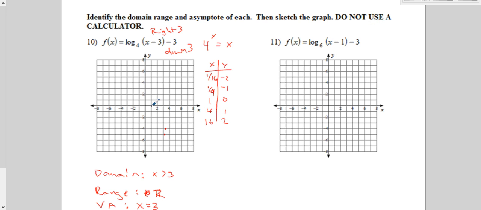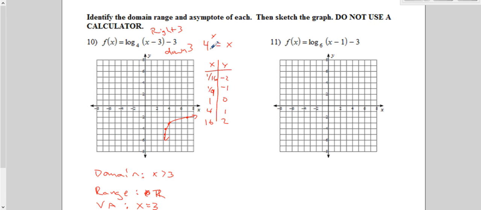1, 0, and then over 3, 1, 2, 3, and down 3. 4, 1. I'm going to go over 3 and down 3. And I do not have room for 16, 2, so I will not worry about that. And now I'm going to draw my graph. And it looks a lot like it has the same curve as an exponential function, but it's flipped sideways. And honestly, it reflects across the y equals x line.